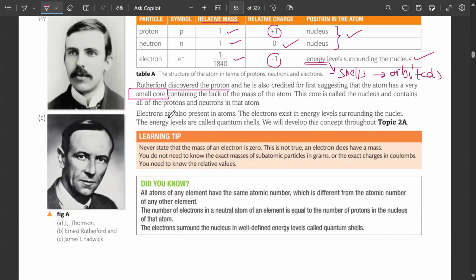Electrons are also present in atoms, and they exist in energy levels. The further the shell is from the nucleus, the more energetic the shell is, and we call them quantum shells as well. For example, n equal to 1 is the first shell, n equal to 2 is the second shell, n equal to 3 is the third shell.